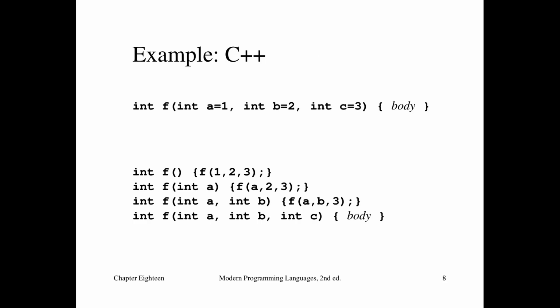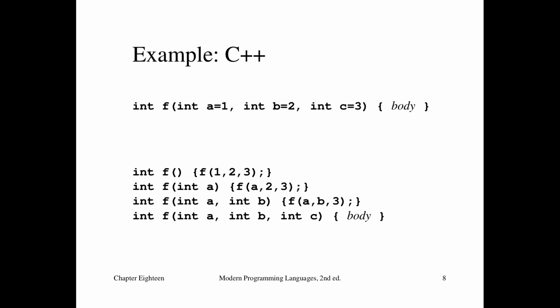So if we have C++, as we can see here in the definition of the method f, for each of the individual formal parameters we set them equal to some value, and that's setting the default value for that parameter. So in essence, we have 4 potential options for this function.